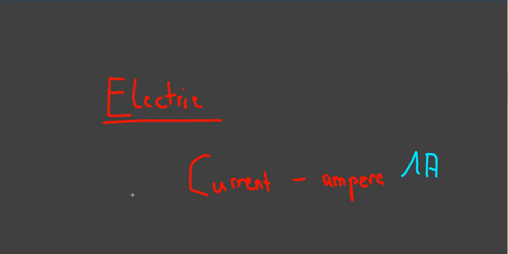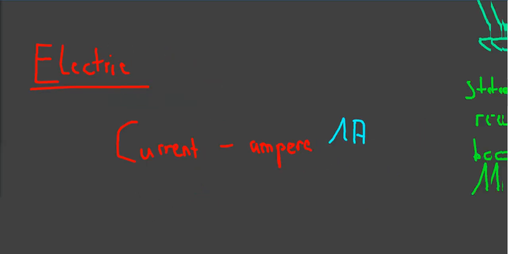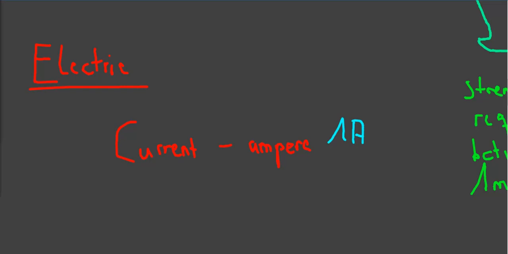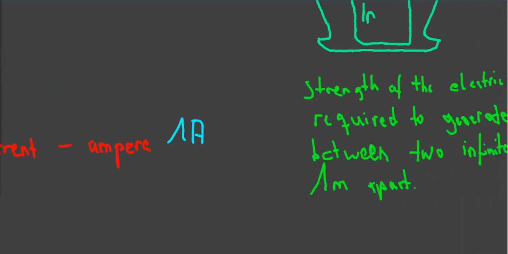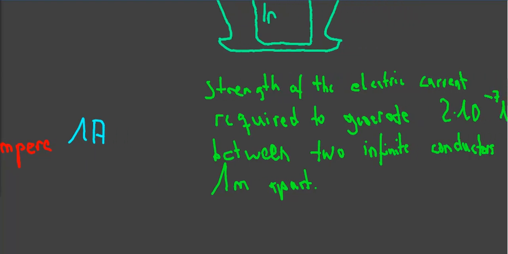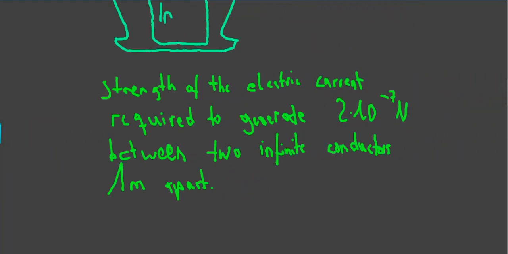Let's skip ahead to the next one. The electric current has a special unit, which is the Ampere, from the French physicist Ampère, or however you pronounce them. And this one is really crazy. It's the strength of the electric current required to generate 2 times 10 to the negative 7 newtons between two infinite conductors that are 1 meter apart.